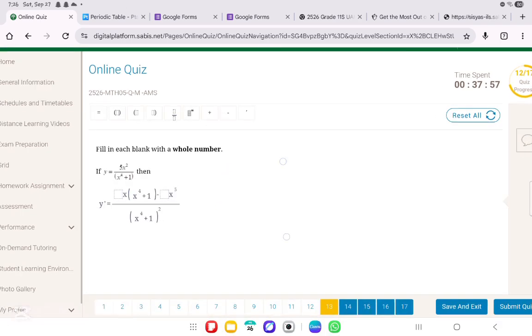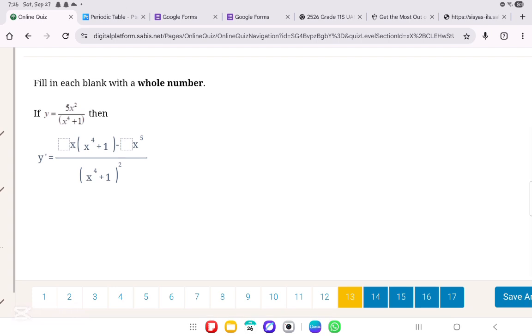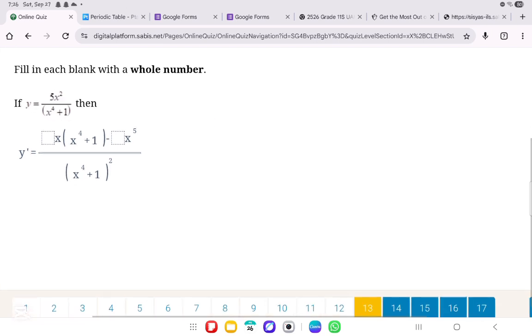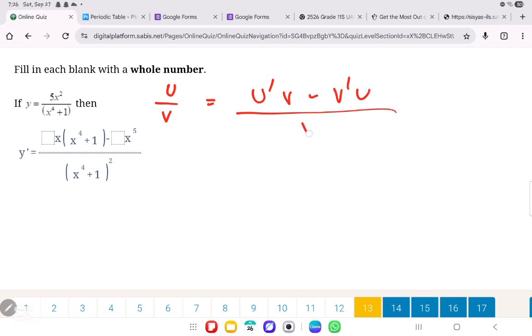What does it say? Fill in the blank with a whole number. Perfect. They gave us this function, 5x squared over x to the power of 4 plus 1, and they want us to find the derivative of this function. As you can see, this function is quite literally u over v. We can say it's u over v because it has a nomial up and a nomial down. Now, what is the rule for u over v? It is u prime v minus v prime u over v squared.